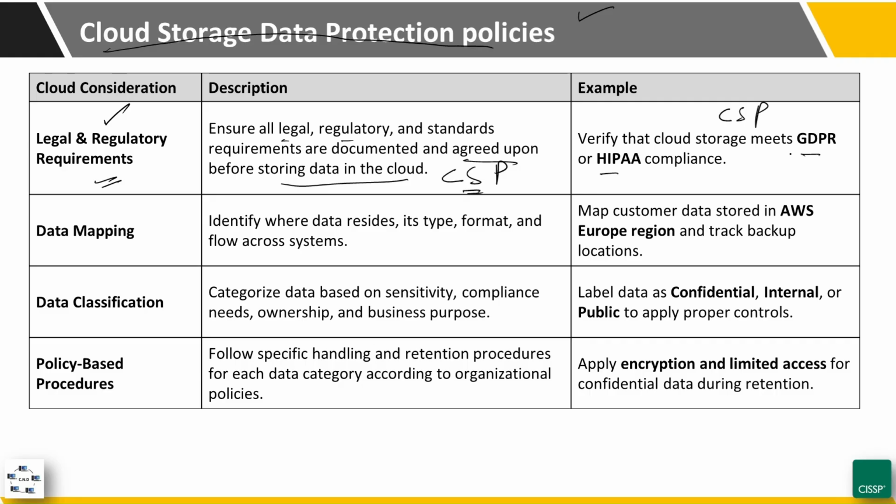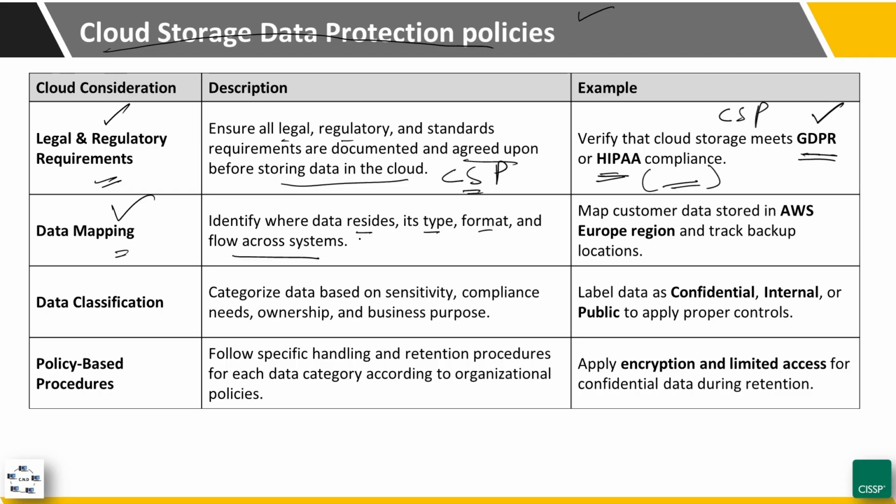For example, if an organization deals with EU customers' data, then the cloud provider should comply with GDPR policies by storing the data inside EU boundaries. Similarly, for HIPAA, if the data belongs to US patients, it must reside inside the US boundary, along with all other legal requirements such as confidentiality. Data mapping is to identify where data resides, the type of data, its formats, and its flow across different systems.